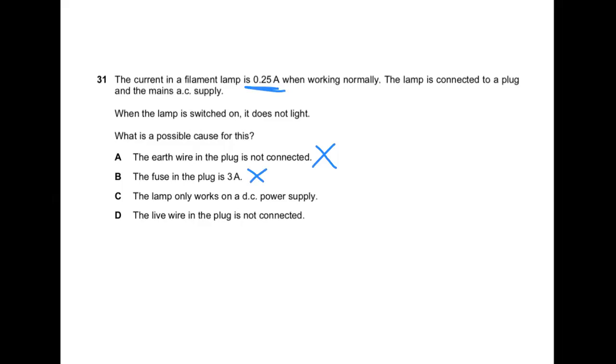The lamp only works on DC power supply. Even if a lamp is working on a DC power supply, it could work on AC power supply, but then on AC, it would keep blinking. But over here, it does not light. So C is also wrong. The only possible option is D, that is the live wire in the plug is not connected.